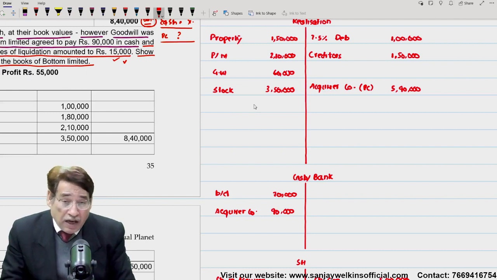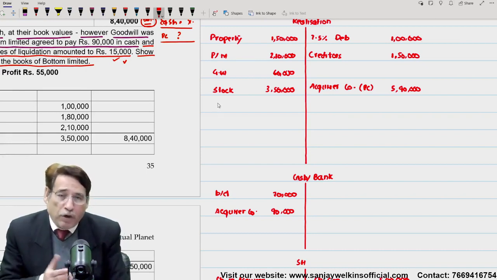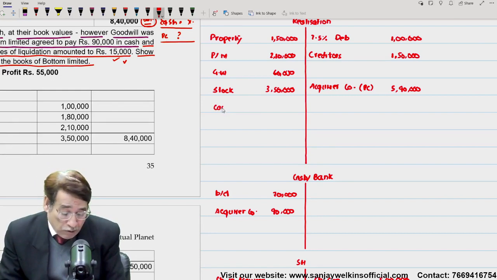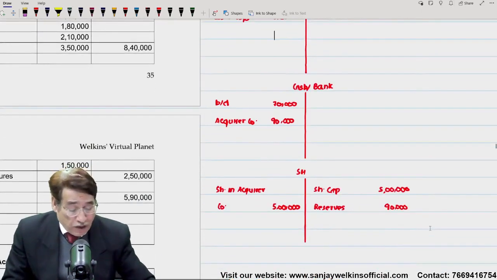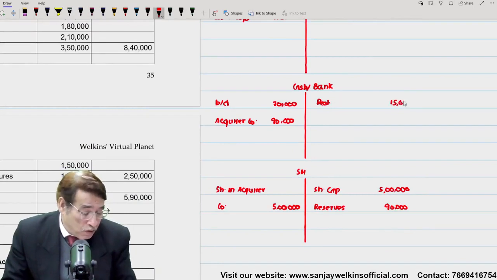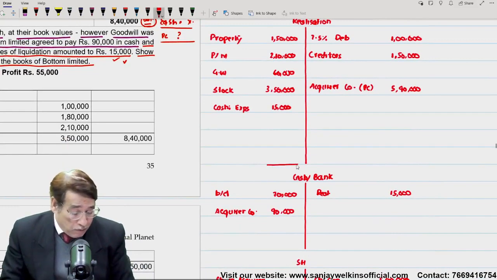In this case, there are realization expenses, and realization expenses are being borne by the acquiree company. So on the debit side of realization account, because our entry will be realization account debit to cash account, I am going to write here to cash. This time the acquiree company is bearing the expenses, so I shall write here 15,000. Correct? 15,000 worth of expenses will be written over here. Then I will transfer this amount to the credit side of the cash account. Obviously, I am going to write here by realization, 15,000.